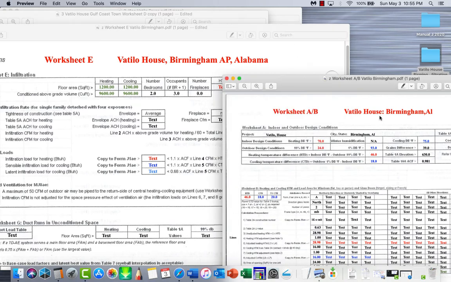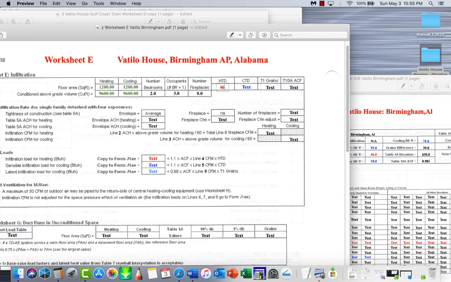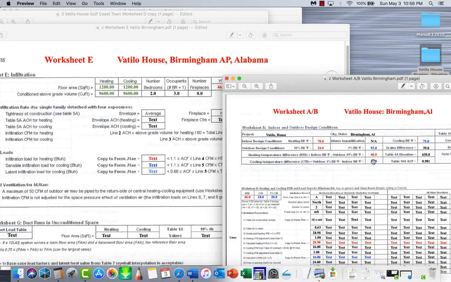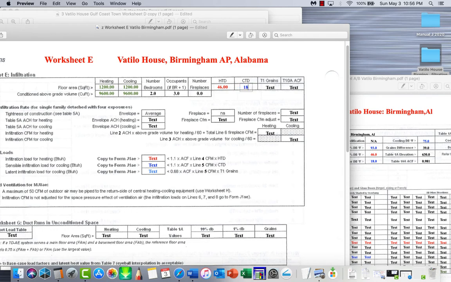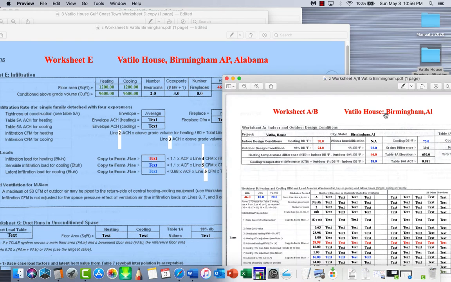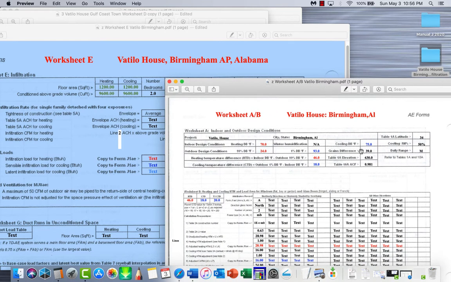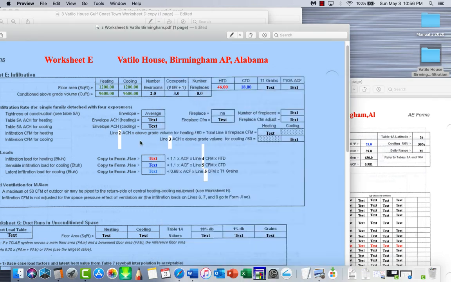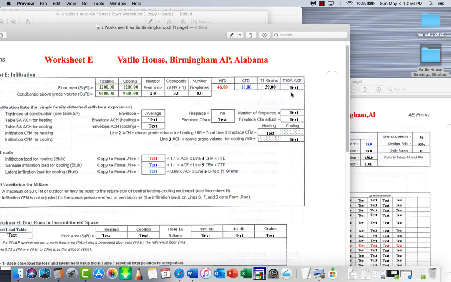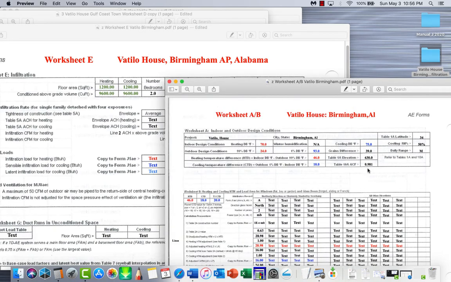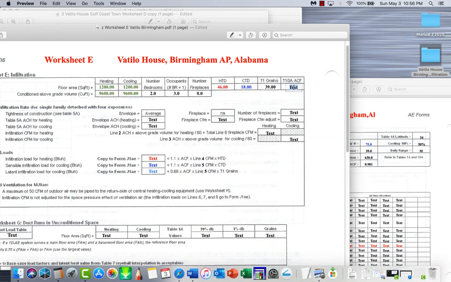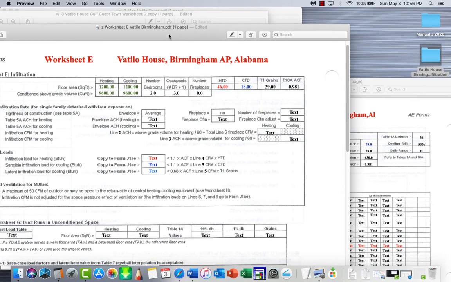All right, first thing is our HTD. Our HTD for this house is 46 right here, 46.00. And our cooling CTD is 18. Our T1 grains differential is 39 right here. And our altitude correction factor for Birmingham, Alabama Airport is 0.981.